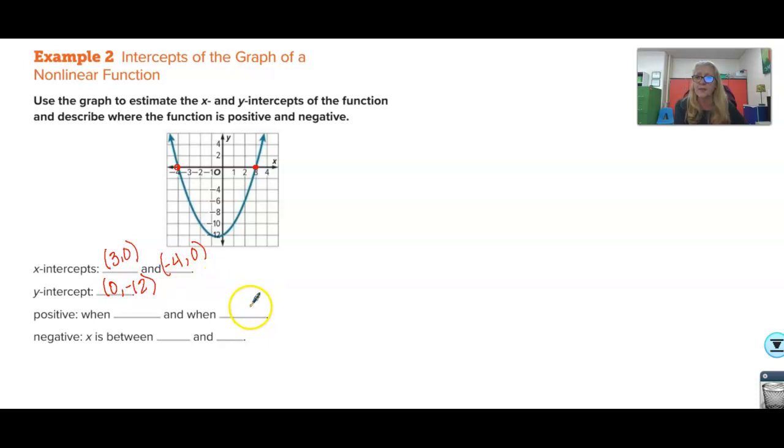We'll go with that. The graph is positive when x, now positive is above the x-axis, so when x is greater than 3 and when x is less than negative 4.